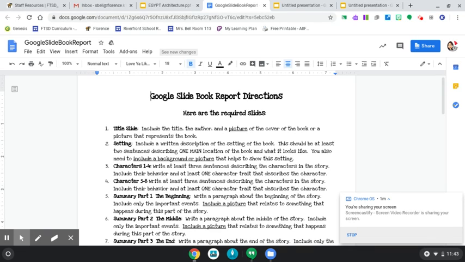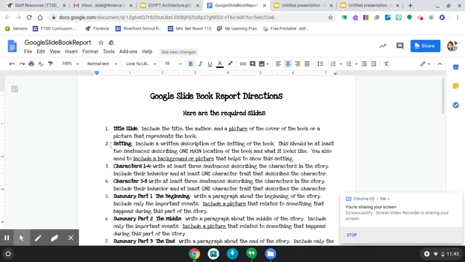You need to include the title, the author, and a picture of the cover of the book, or a picture that represents the book. So this is a little different than the dodecahedron we were working on. You can have a picture of the cover of the book. Or if you would rather find a picture that represents the book, that's fine too.